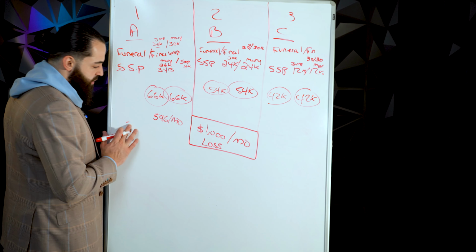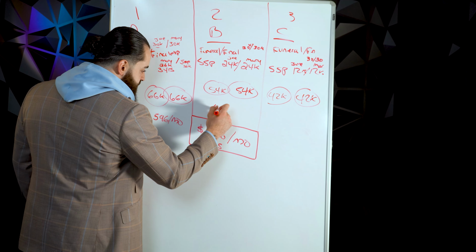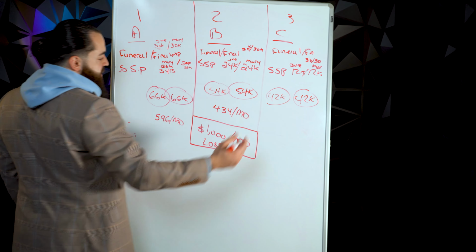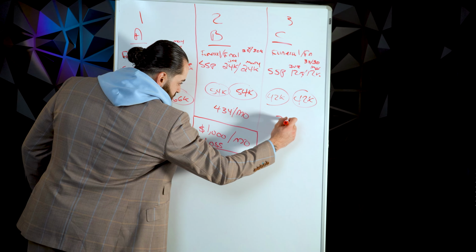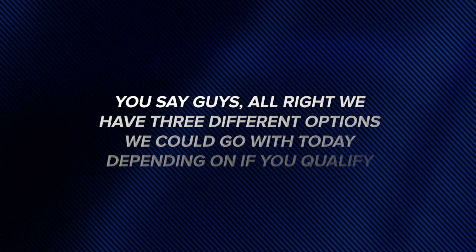And I'll show you why momentarily. Let's just say this one is between both of them $434 a month. And let's just say this one is $336 a month. This is for both of them. Hypothetical numbers here. So you mention it, you say, guys, all right, we have 3 different options we could go with today, depending on if you qualify.